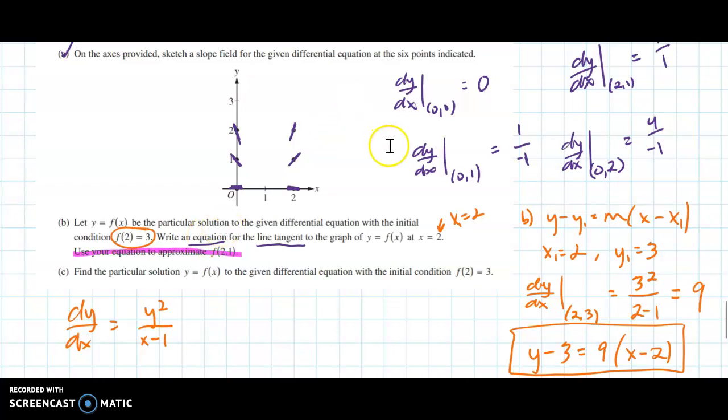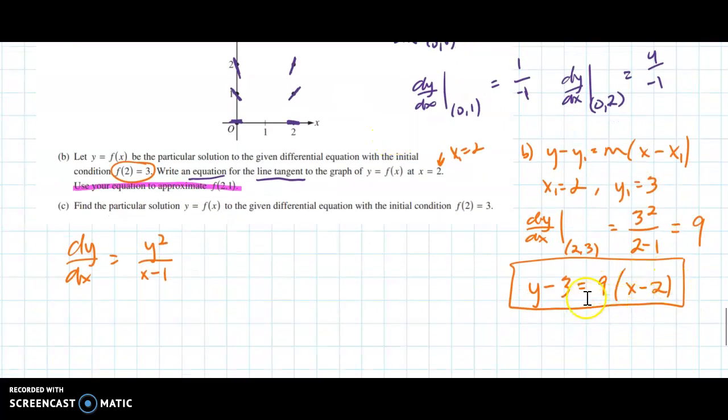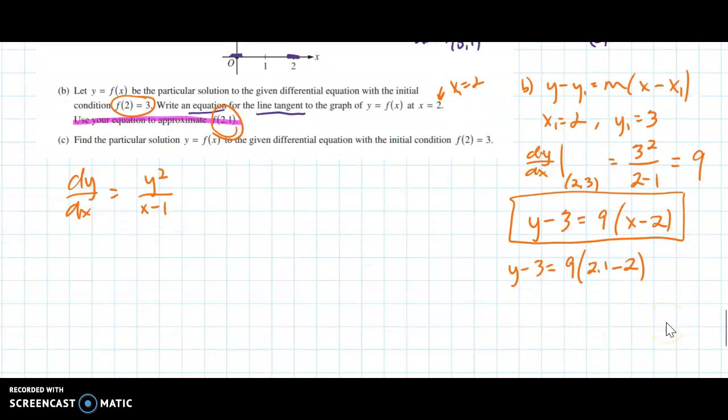In fact, I almost just did that. So this is actually set up well for us to do that approximation. We do y minus 3 equals 9 times, we're evaluating the tangent line at 2.1, so I get 2.1 minus 2. And notice that just gives me 0.1. So I get y minus 3 equals 9 times 0.1.